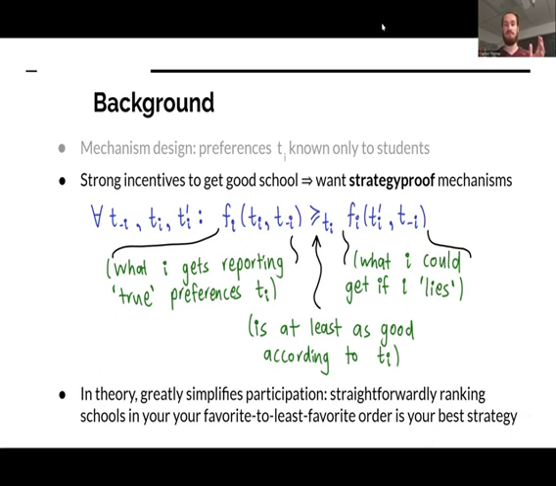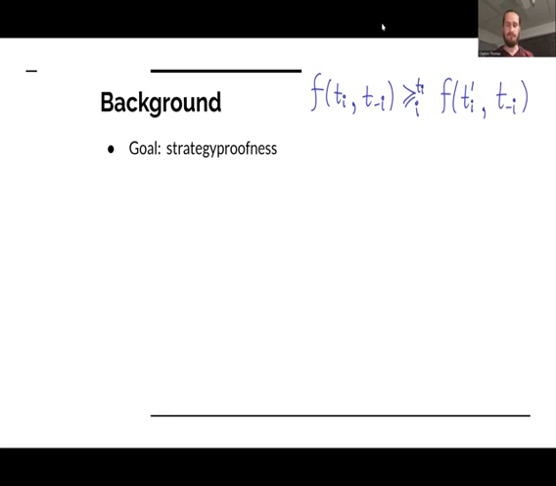And in theory, one great thing about strategy-proofness is it greatly simplifies participation. Just straightforwardly ranking your schools from favorite to least favorite order is your best strategy if all you want is to get into your favorite school. So in this talk, we love strategy-proofness. We want strategy-proofness, but we want to do even better. We want strategy-proofness that is easy to see.